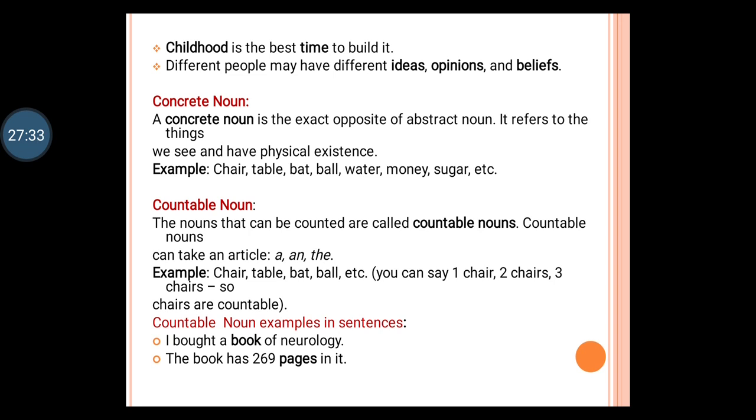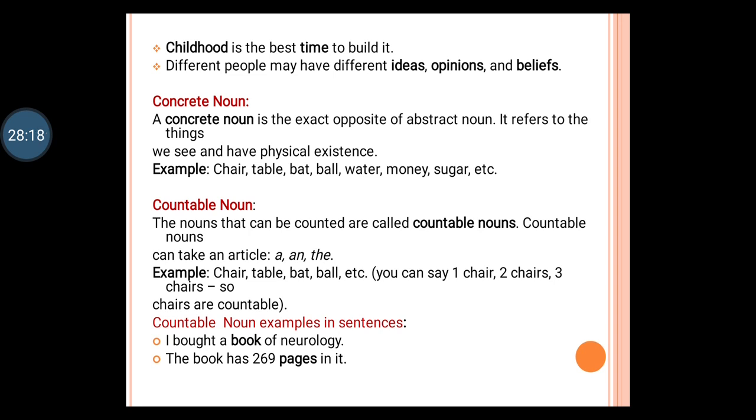Countable noun. From the name, you should understand that countable nouns are nouns that can be counted. You can count them, and these nouns usually have a or an written in front of them. Remember, I talked about a or an at the beginning of the class. I said if the noun begins with a vowel sound, a, e, i, o, u, then they can begin with an. That is what we call an indefinite article. A is also an indefinite article: a chair, a table, a bat, an apple.